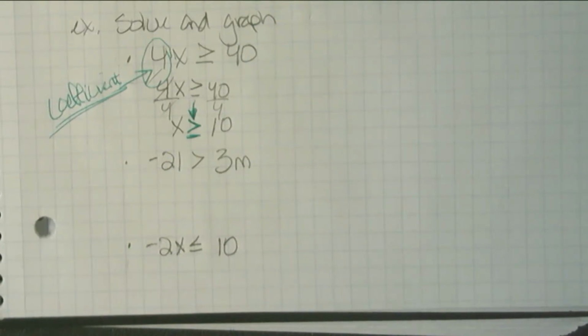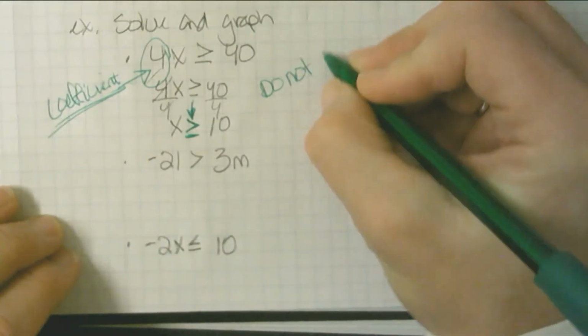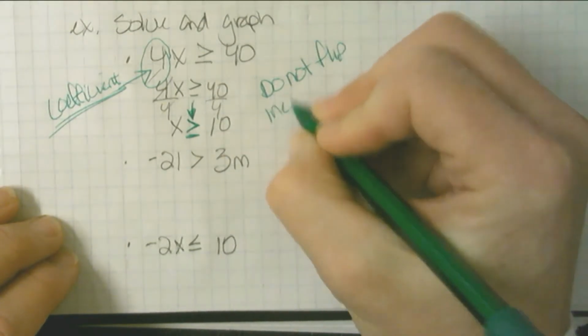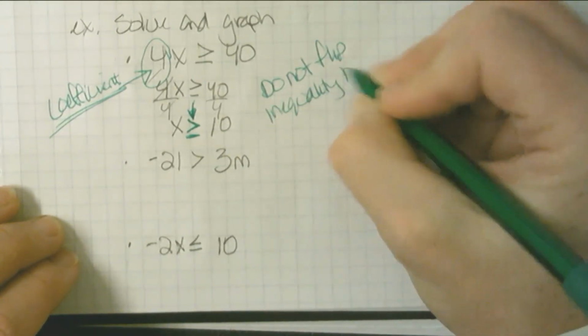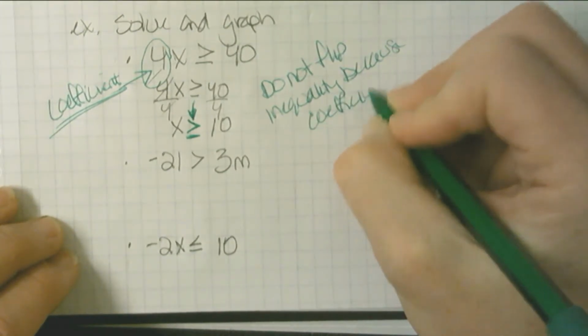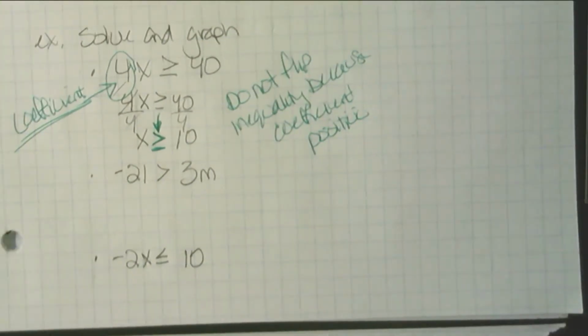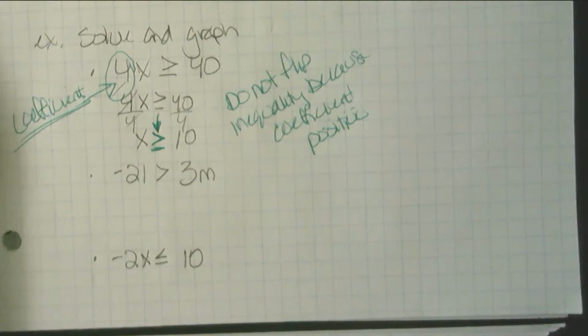I need you guys to understand what the coefficient is. As Romano said, it's the number touching the variable. It's the number the variable is being multiplied by. So in this one, we do not flip the inequality because the coefficient is positive. Please make sure you're taking good notes on this. So Angela, what is that graph going to look like then?